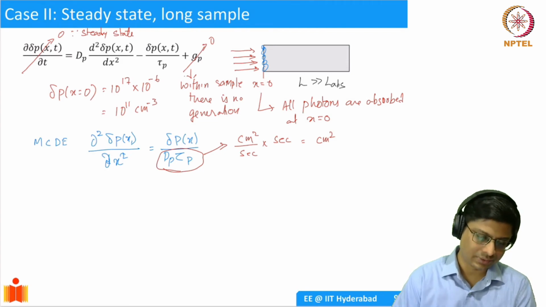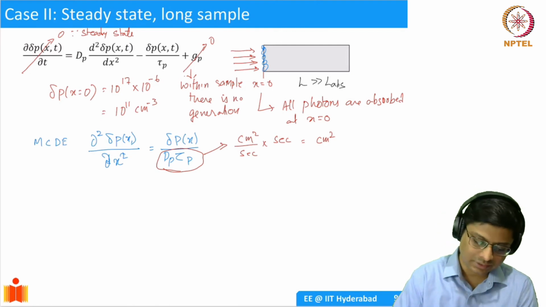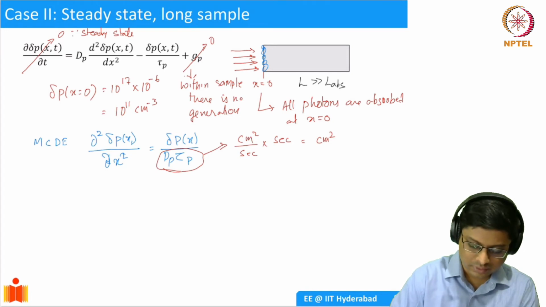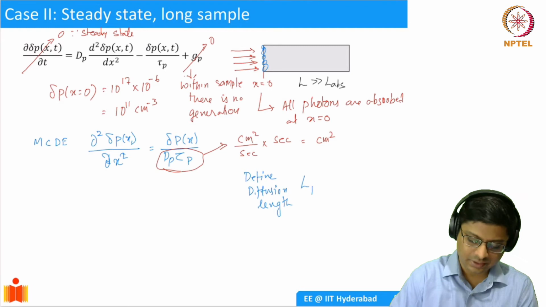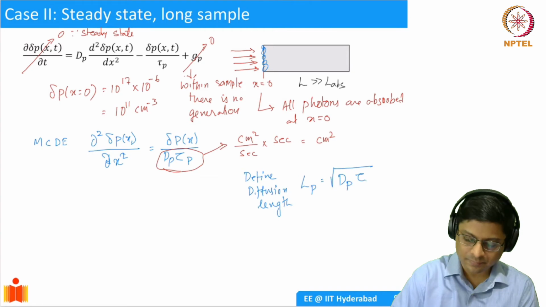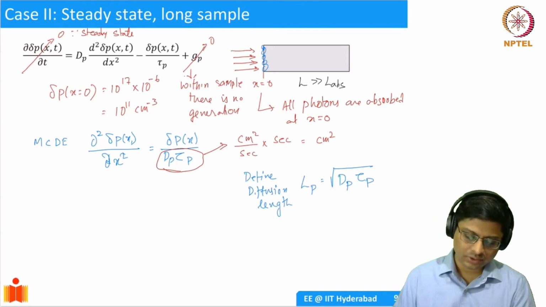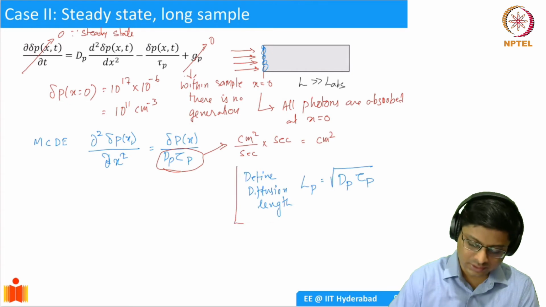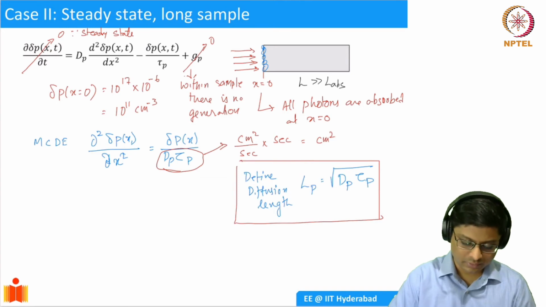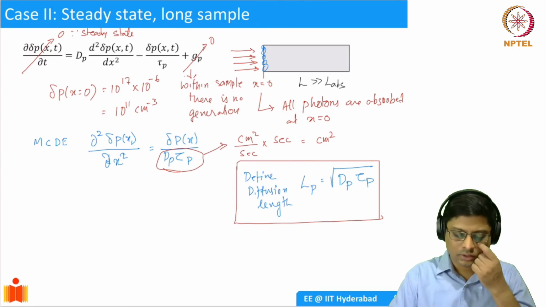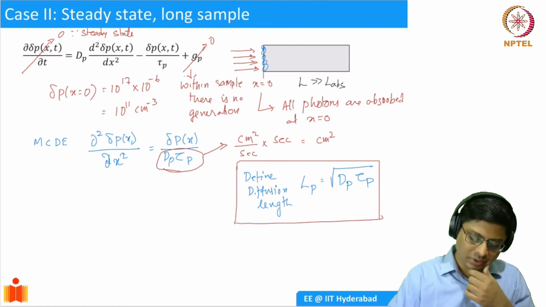I'll define a quantity which I'll call the diffusion length, Lp. I'll define it as the square root of dP times tau P. This diffusion length is going to be an important part of my problems. So please remember, this is going to have units of centimeter.